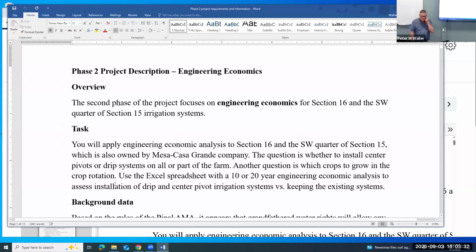So the second phase of the project is irrigation economics or engineering economics. And we're going to again focus on section 16 and then the southwest quarter of section 15 where we were. And so really you're not going to do too much with the farm. You're just going to be evaluating crops in general, irrigation systems in general. And so I'm just going to explain what you're going to do.